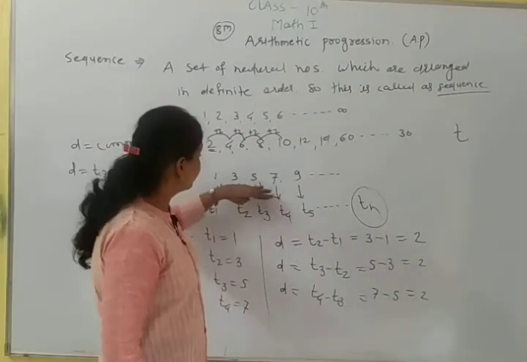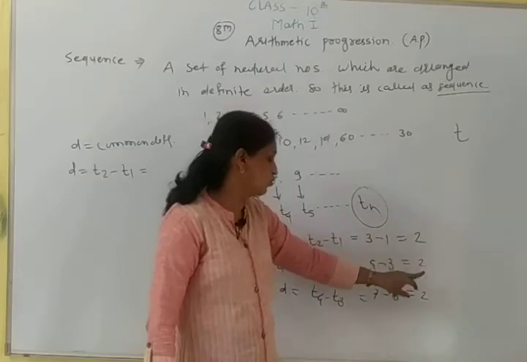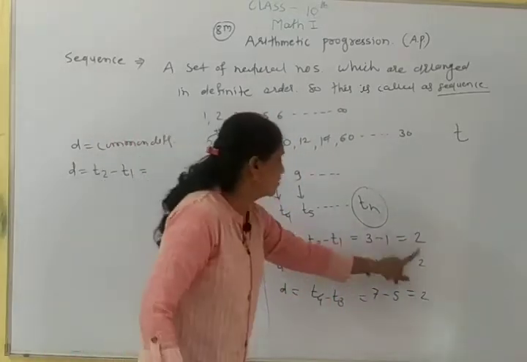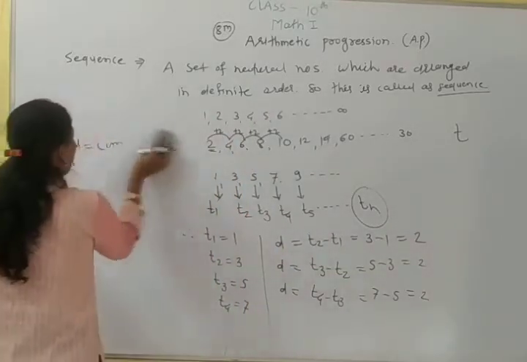Here in this sequence the difference is the same. The common difference is 2, again 2, again 2. If the difference is the same, then this sequence is called an AP.